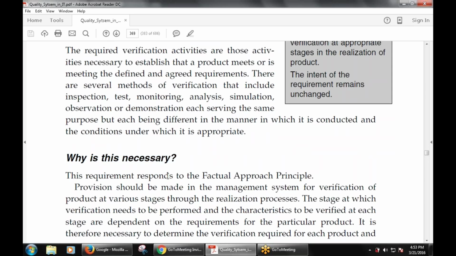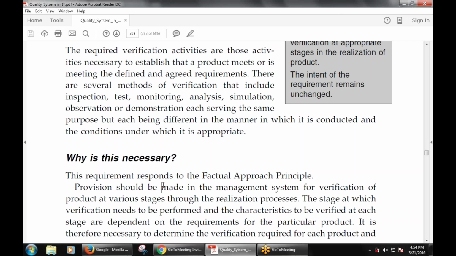Now, why is this necessary? What is the main use of this? This requirement responds to the factual approach principle. Provisions should be made in the management system for verification of the product at various stages, so there is verification done at the various stages through the realization process.